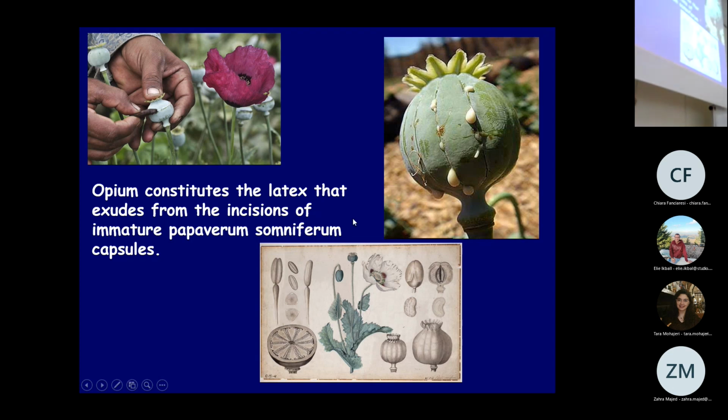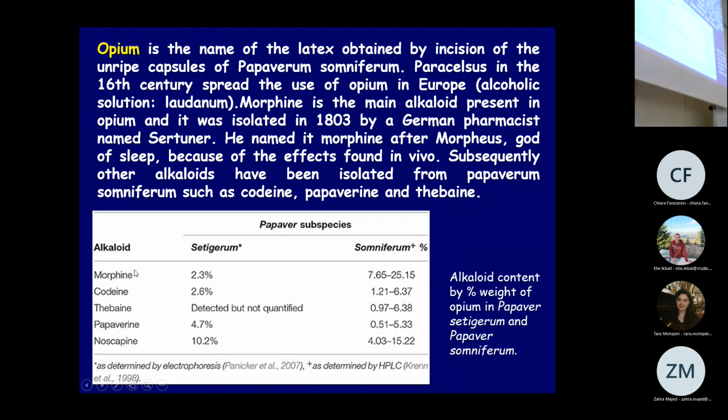And which are the compounds inside this liquid? The composition is different for different Papaver subspecies, okay, but more or less we can find 5 important alkaloids: codeine, morphine, thebaine, very low.